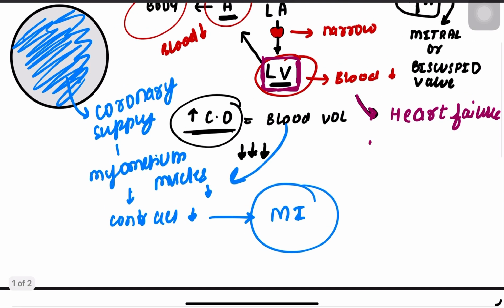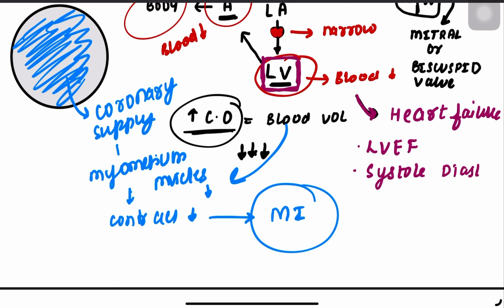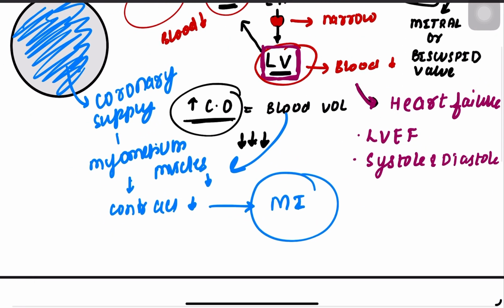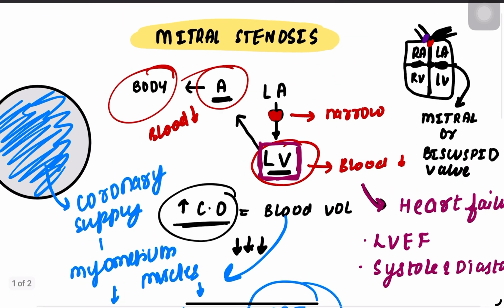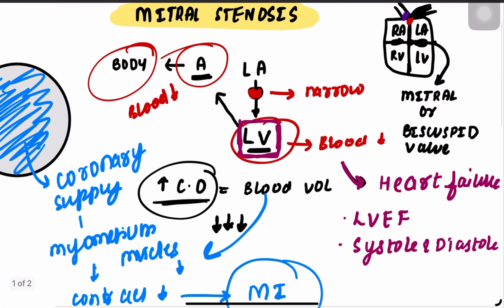It is actually known as LVEF. I'll be explaining this, and I'll be explaining systole and diastole. If you understand these two terms, your entire pathophysiology is very, very simple, right? So now if you want to know what systole is, let's come back to this diagram.